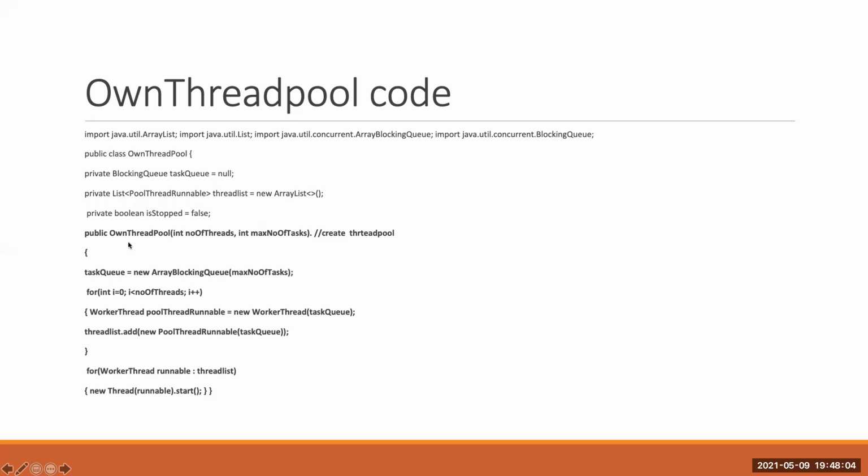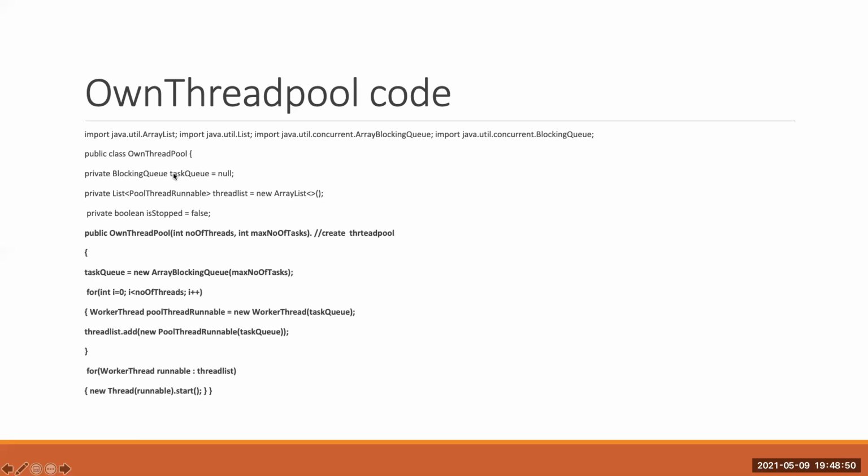As I told, I have the constructor to create the thread pool. This constructor will accept the number of threads. So in that thread pool, how many threads am I going to create initially? Let's say in my thread pool I'm going to create six threads initially, and the maximum number of tasks it will allow will be six tasks, for my use case. So I'm creating one constructor, and it will accept the number of threads and the maximum number of tasks.